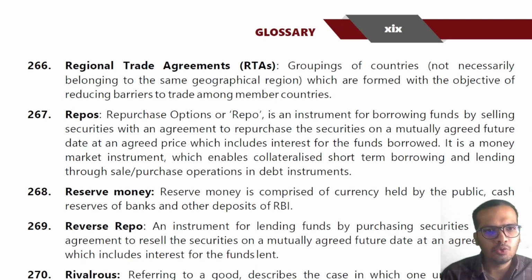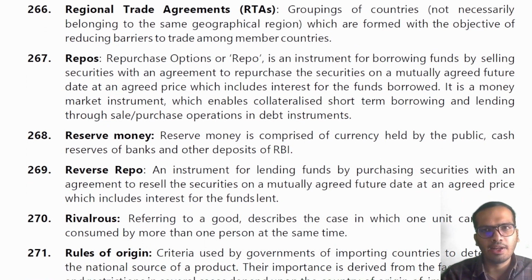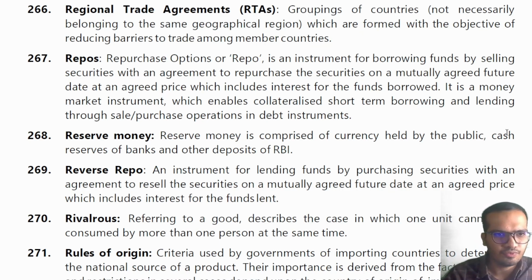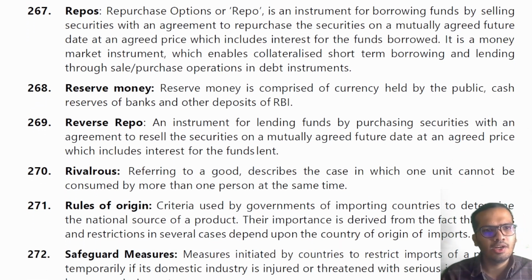Then we have number 267, repos, also called repurchase options. A repo is an instrument for borrowing funds by selling securities with the agreement to repurchase the securities on a mutually agreed future date at an agreed price, which includes interest for the funds borrowed. So it's a money market instrument which enables collateralized short-term borrowing and lending through sale or purchase operations in debt instruments.